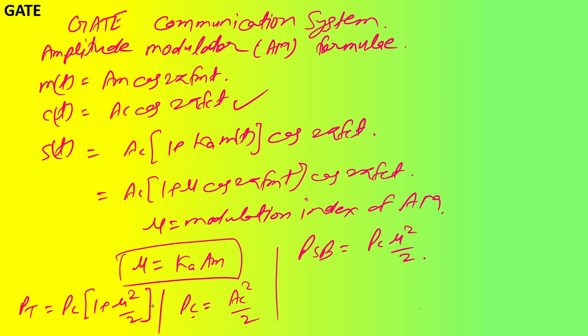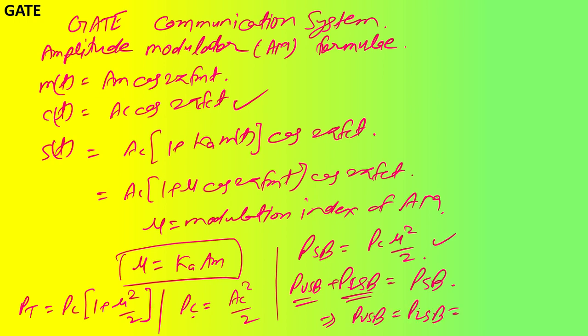The sideband actually carries both the upper sideband as well as the lower sideband. So P USB plus P LSB is going to be your PSB. And since LSB and USB both will be half, I can write my P USB is equal to P LSB, going to be half of the sideband power, that is Pc into mu square by 4. So this is another formula.